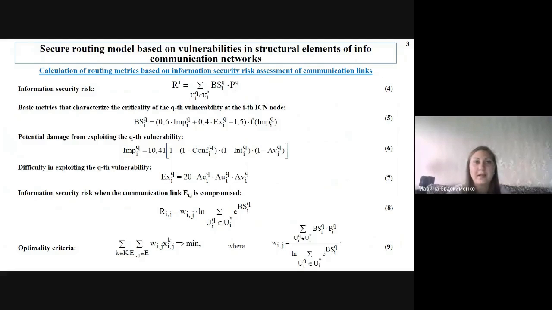To calculate the secure path, the following linear optimality criterion was chosen, formula number 9, where W is the weight of the routing metrics that have to take into account the basic security characteristics of the link.